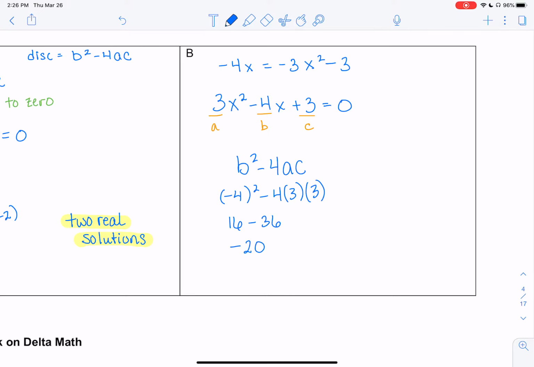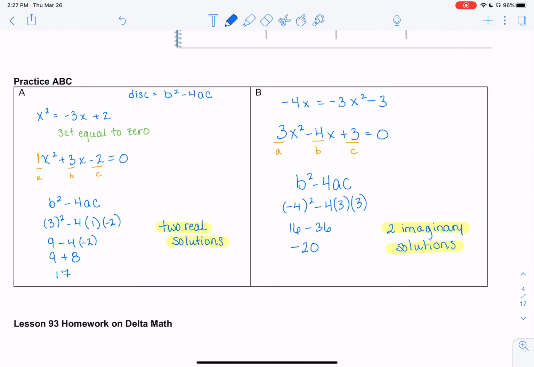Remember from our chart above, if I have a negative value, it's one of those parabolas that's floating up in the air somewhere. So it has two imaginary solutions, also referred to as two complex solutions. You can write it as two imaginary solutions or two complex solutions. Saxon often calls it two complex solutions.